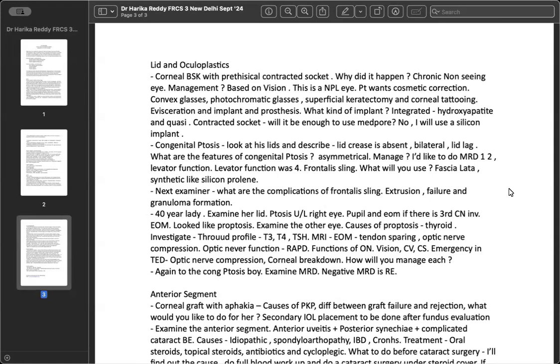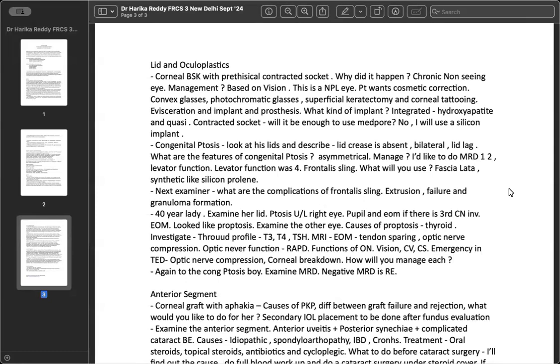But it has to be done initially. But for him, I think it wasn't done initially properly. That's why he developed a contracted socket. So then he asked me, can you do an integrated implant in this? And I told him, no, I will use a silicone implant based on the size of the socket. You can do an MRI and then measure the size.